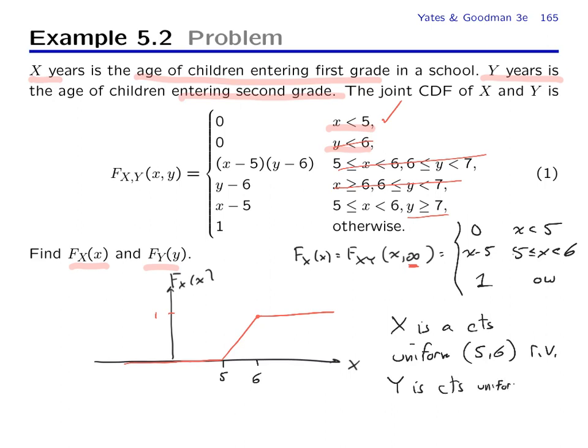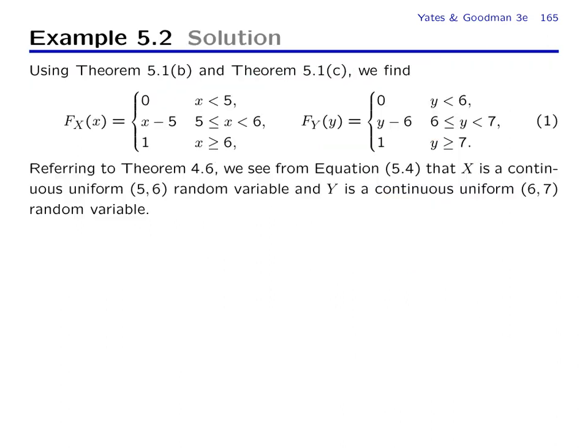uniform 6, 7, because second graders are 1 year older than first graders. So in fact, x and y are something really simple, but this is kind of hidden by this joint CDF. So this slide summarizes what we just found, that x has a CDF that's a ramp function between 5 and 6, showing that x is continuous uniform from 5 to 6, and y is a ramp function from 6 to 7, showing y is continuous uniform between 6 and 7.